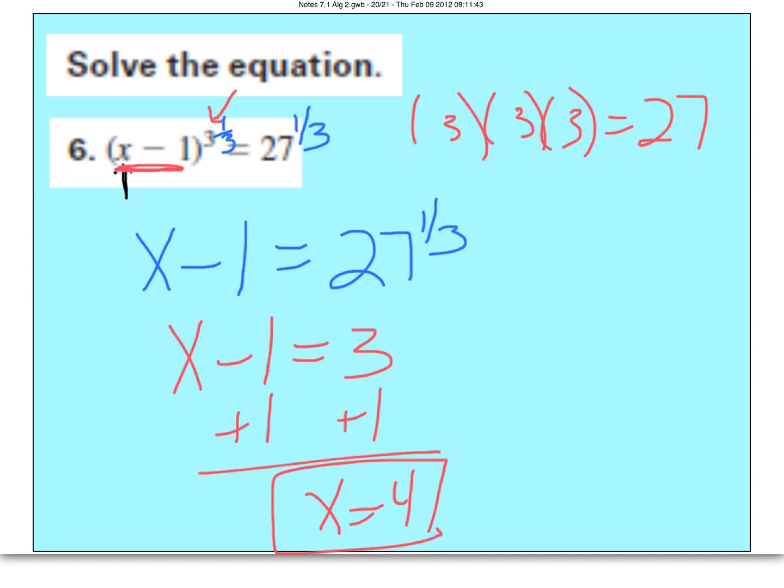Now, I'm not going to worry about seeing if -4 works for this one because the exponent was actually an odd number. It's a 3. And just trust me on this, it's not going to be an issue. It's only with even exponents.